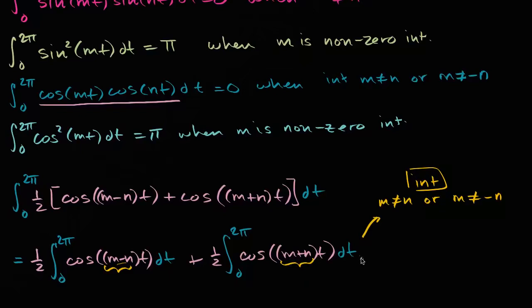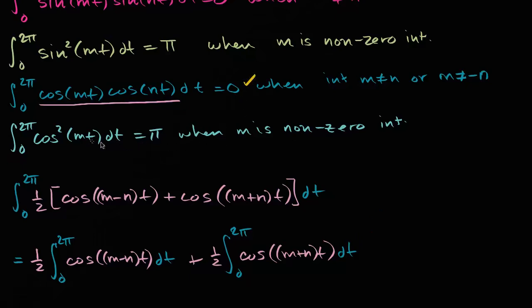So in this case, where m and n are integers that don't equal each other or the negatives of each other, both of these integrals are going to be 0. And then you're multiplying that times 1/2, 1/2 times 0 is 0. It's all going to end up being 0. So that should hopefully make you feel pretty good about this first case.